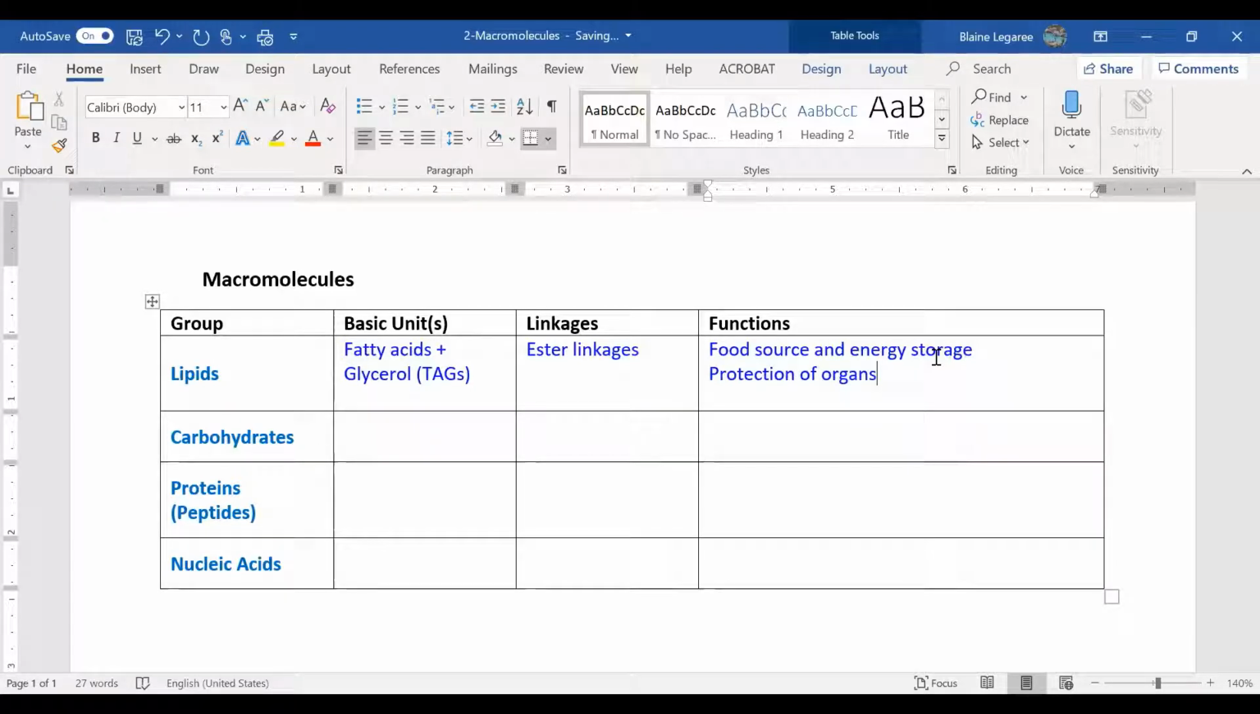What you may not know is your heart and certain other vital tissues actually have fat tissue around them to protect them.